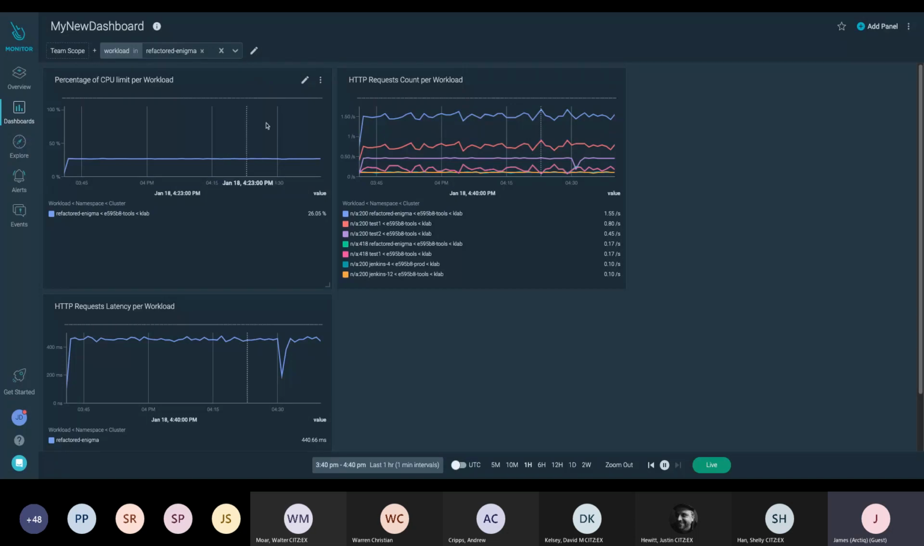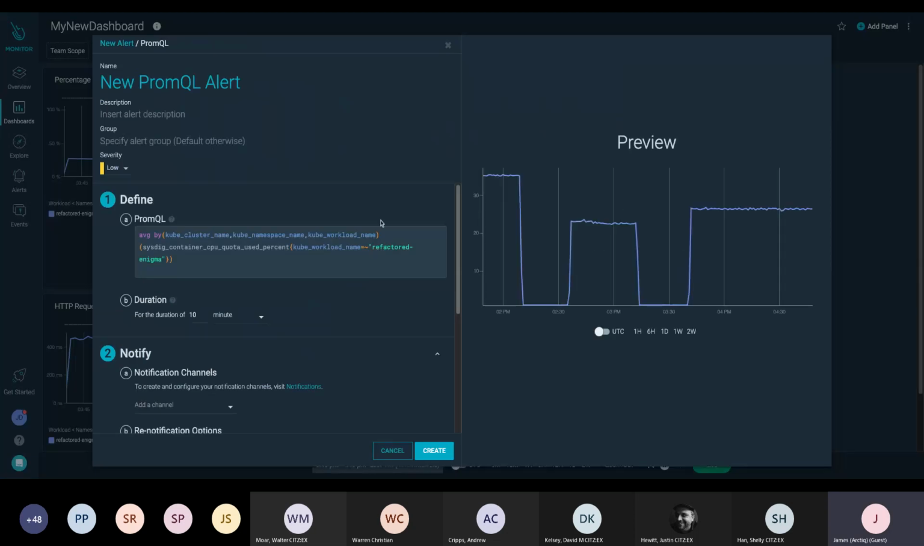From these dashboards, you can also create alerts directly from them. So they'll just look at your query, and you can define alerts right off your dashboards as well, and those can be handy.